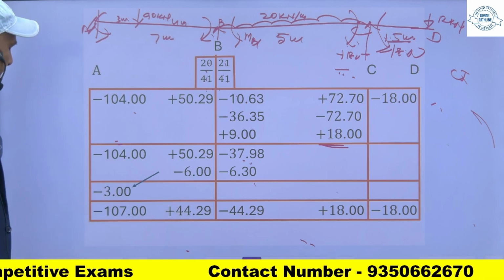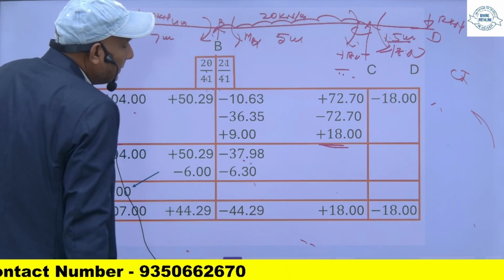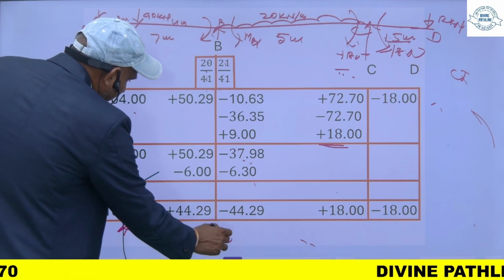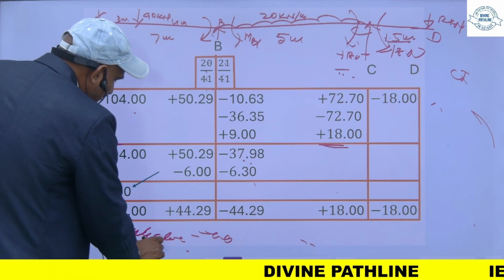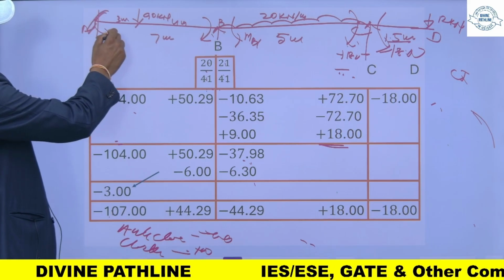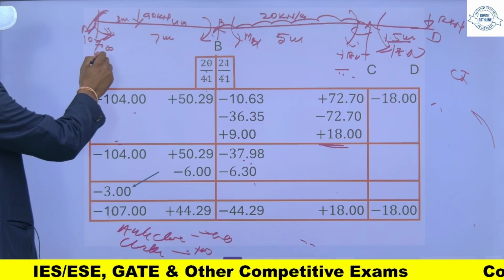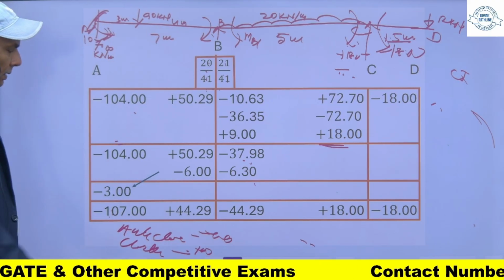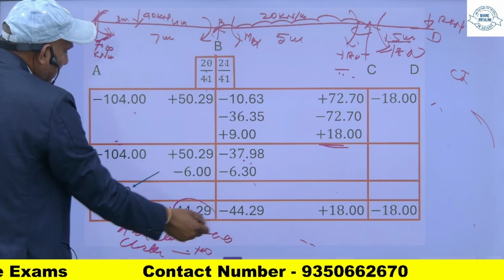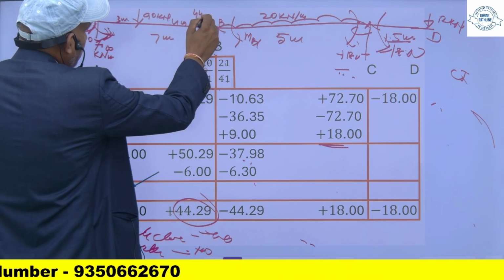This is minus. Minus means, my sign convention is anticlockwise negative and clockwise positive. So this moment is minus, meaning anticlockwise, and the amount is 107.00 kilonewton meter. So this is MAB, and this is MBA. MBA means this one. This is positive, so positive means clockwise. So this moment is 44.29 kilonewton meter.